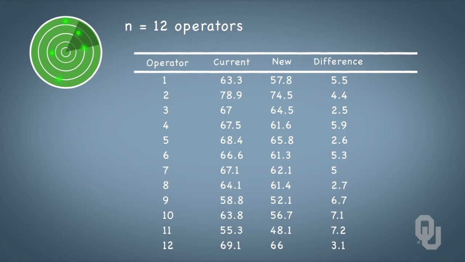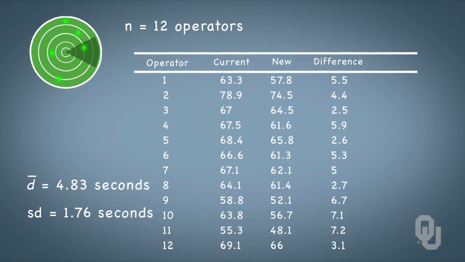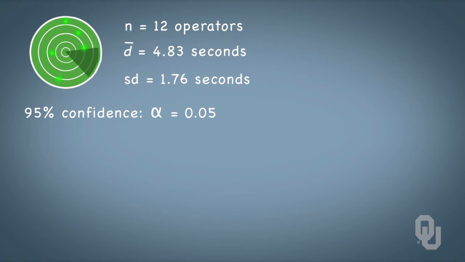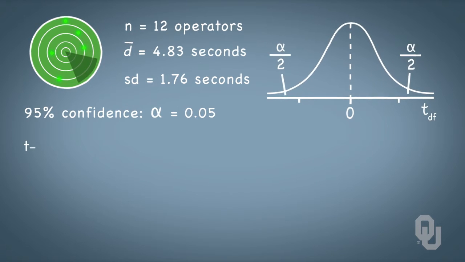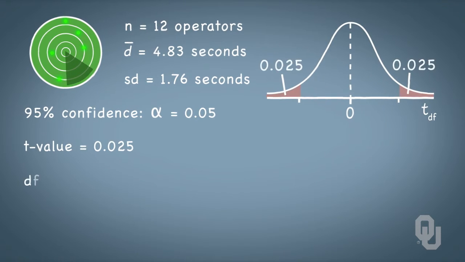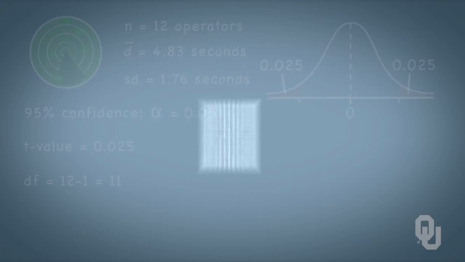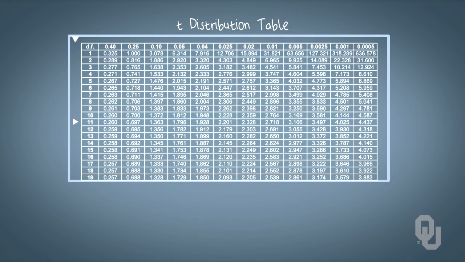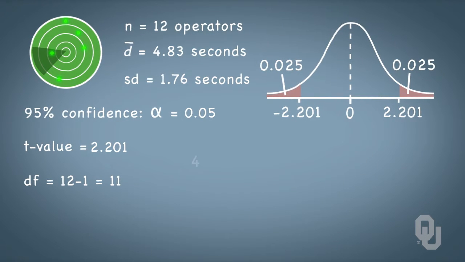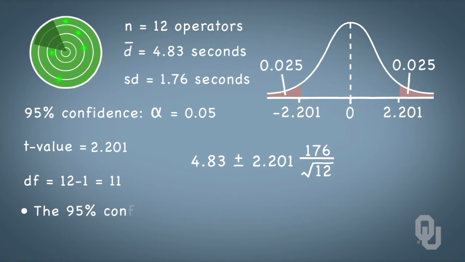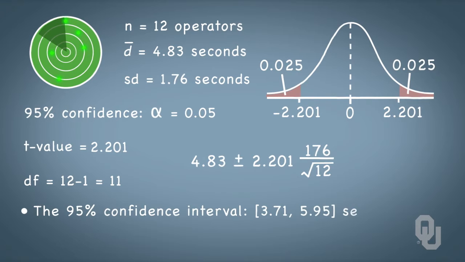The sample mean paired difference, d bar, is 4.83 seconds, and the standard deviation is 1.76 seconds. And so we want a 95% confidence interval for the true mean paired difference. Our measure of confidence, the t-value with 0.025 in each tail, is calculated for n-1 or 11 degrees of freedom. If we go down to the row in the t-table for 11 degrees of freedom and over to the column associated with 0.025 in the tail, we get a t-value of 2.201. So our confidence interval is calculated as 4.83 plus and minus 2.201 times 1.76 divided by the square root of 12. The bounds on the confidence interval are 3.71 seconds and 5.95 seconds.